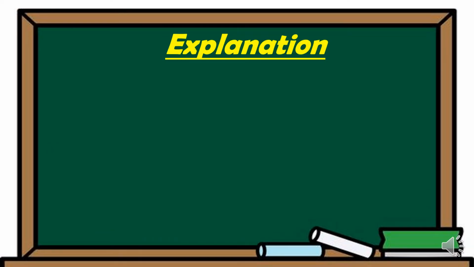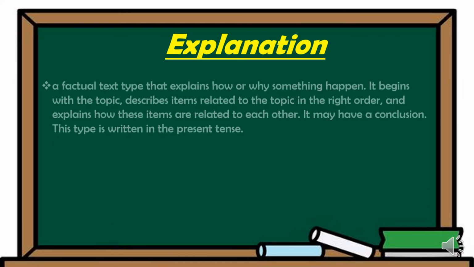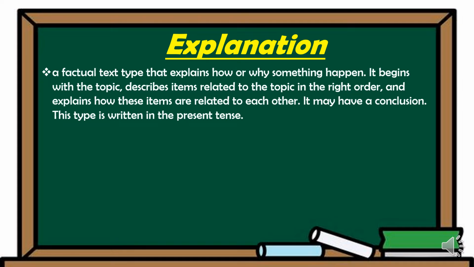Another text type is explanation. Explanation is a factual text type that explains how or why something happened. It begins with the topic, describes items related to the topic in the right order, and explains how these items are related to each other. It may have a conclusion, and this type is written in the present tense.